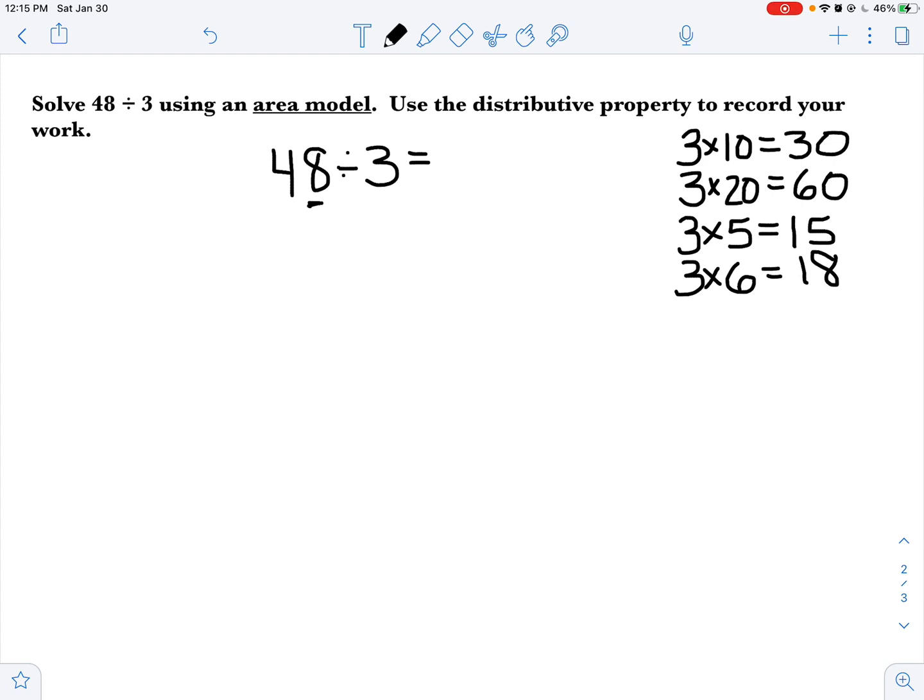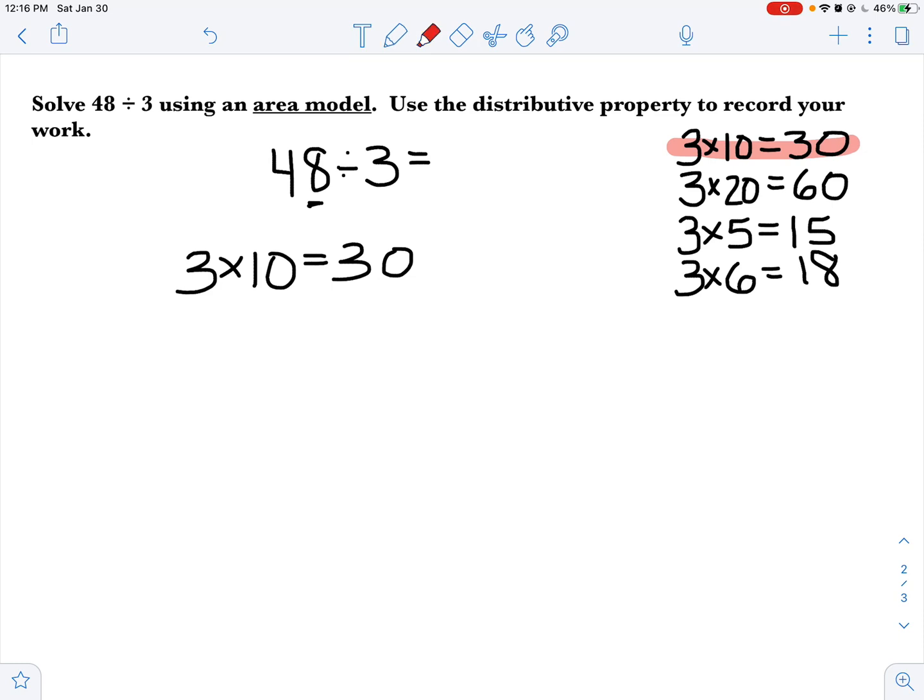Now let's take a look. So I'm going to start with tens. How many tens can I do that gets me as close to 48 as possible? Well, I can use 3 tens, right? So I'm going to do 3 times 10 to equal 30. That's going to get me as close as possible. I can't do 3 times 20. It goes over. It's too much. So now I have 30 out of 48. So I'm now looking for 18 left.